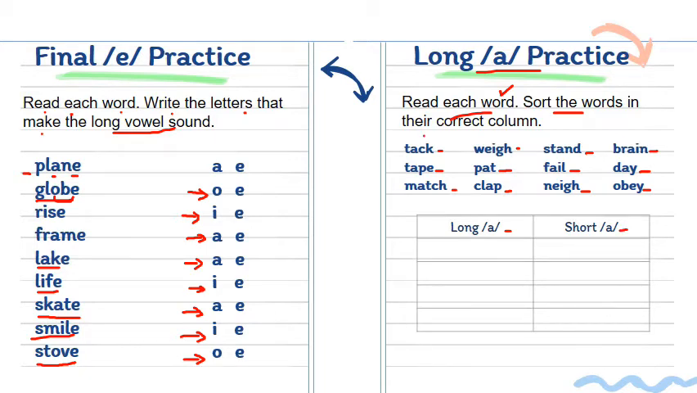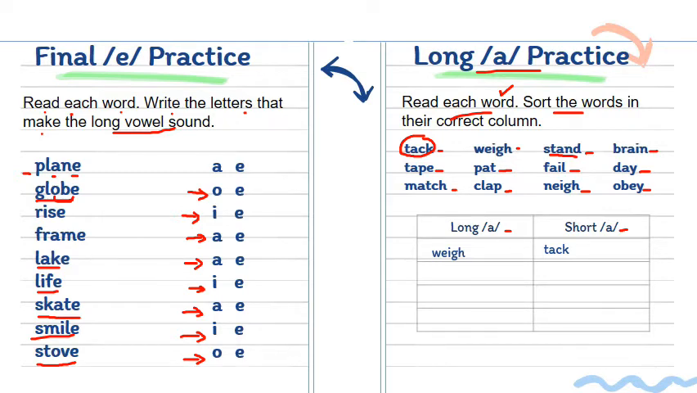Let's start with the first word. Tack. T-a-k. Tack. Do you hear the long A sound or the short A sound? Short A sound, a. So do you hear A or a? Of course, it's the short sound A. So tack should be with short A. Next one is way. What sound do you hear? A or a? If you said A, then you are right, and we should put it in the long A column.